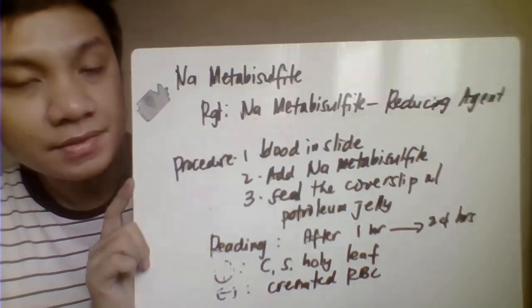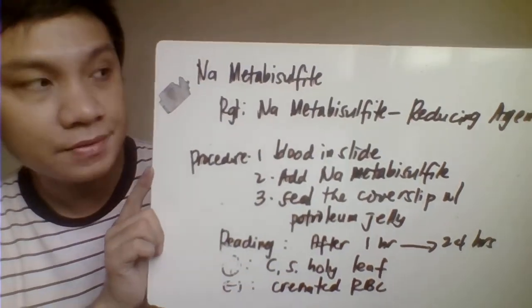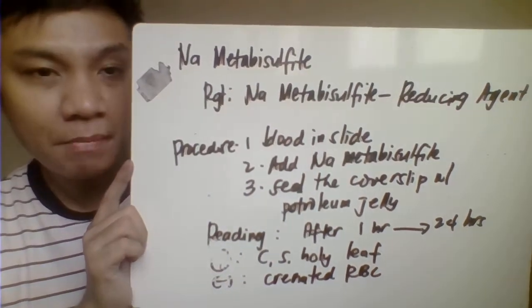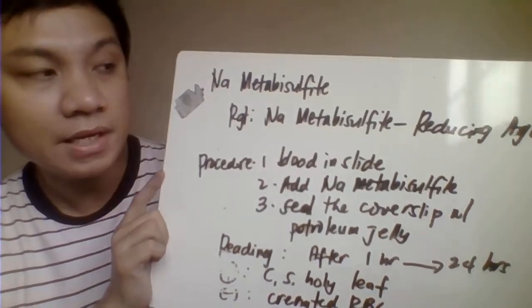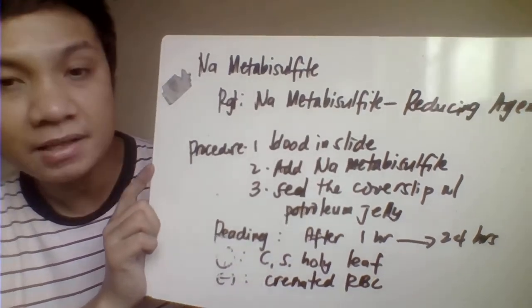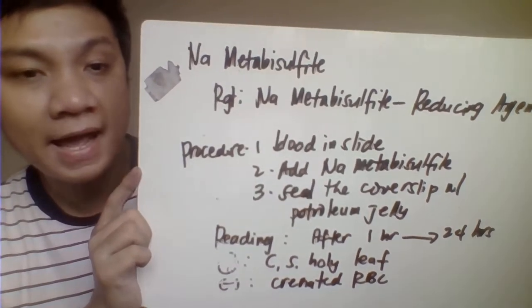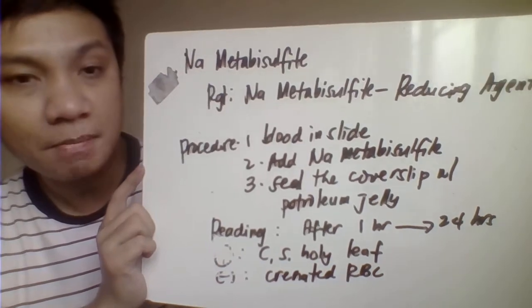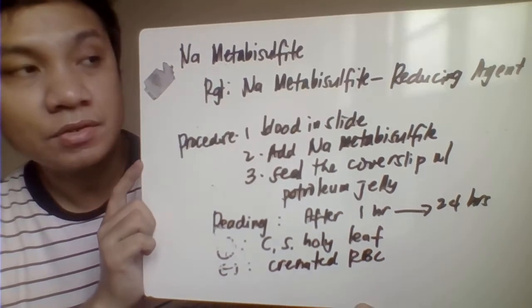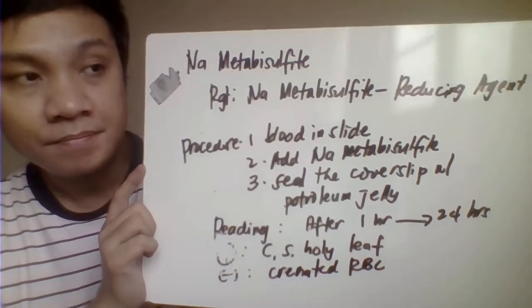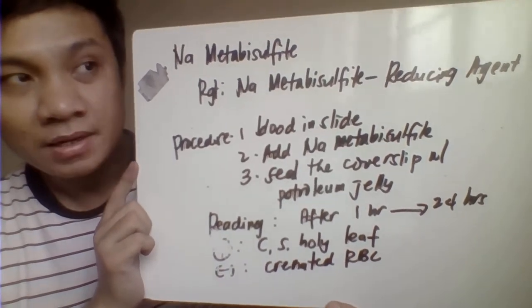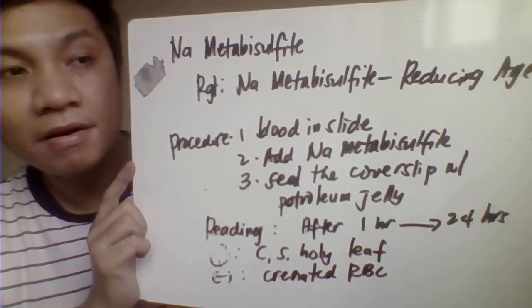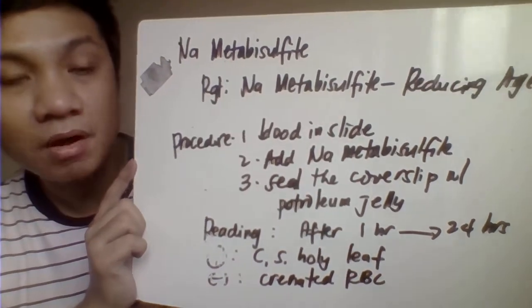Okay, another test here would be your sodium metabisulfite. The sodium metabisulfite, equivalent to your sodium dithionite, is also a reducing agent. So the procedure for that: you put your blood on the slide, then you add your sodium metabisulfite, then you seal that with a cover slip with petroleum jelly on it. Because of that, the sealing of the cover slip would reduce the oxygen.